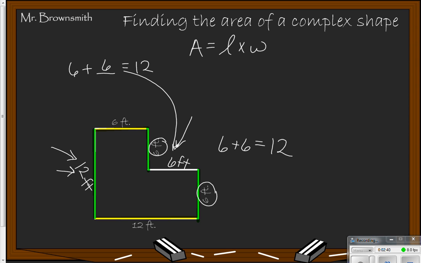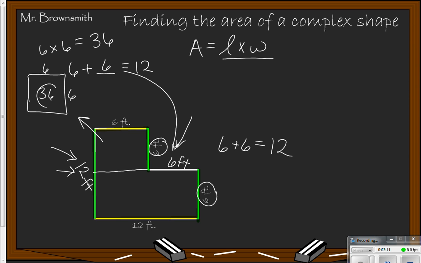So here's one way that we could do it. We can cut this shape in half just like this. If we take this top half right here and rewrite it as a rectangle up here, we can find the length and the width. We know that the length is 6, and we know that the width is 6. Taking length and width, we multiply those together, and we'll figure out the area. So 6 times 6 equals 36. That way we know that the area of this rectangle, or this section right here, is 36.